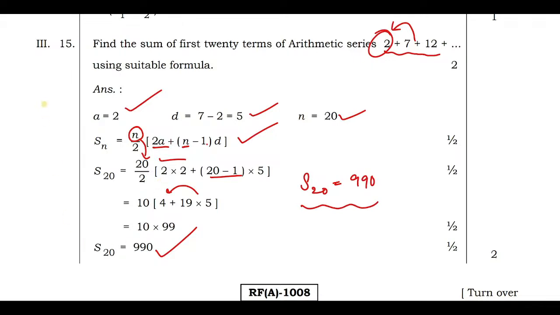Dear students, do watch the video carefully and put your full concentration. Try to remember the formulas, try to solve these questions.